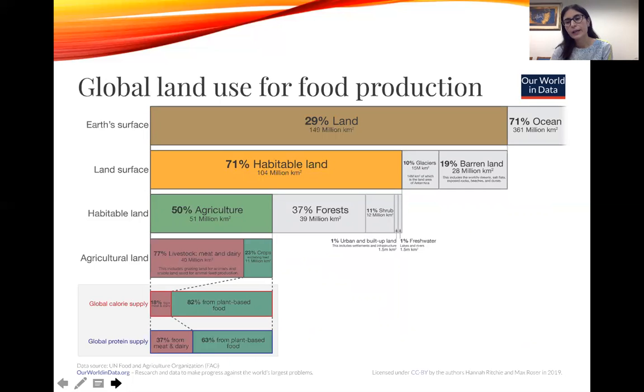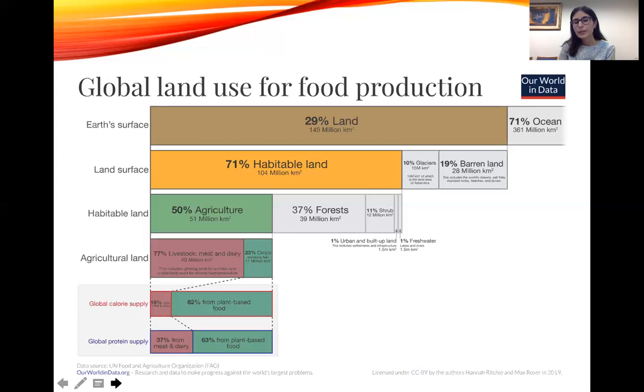Just to quickly look at how 50% of the land that is habitable is actually used for agriculture. And most of that land is, by the way, used for livestock, meat, and dairy. But because their feed also has to be produced, a lot of land is required to meet their food requirements as well. And that's why the footprint.